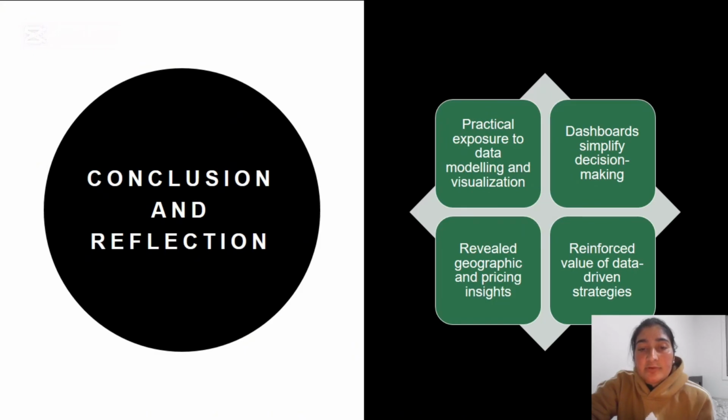It has reinforced the idea that business decisions should not be based solely on intuition but should instead be driven by data. We are grateful for the opportunity to apply our learning in such a realistic and meaningful context.